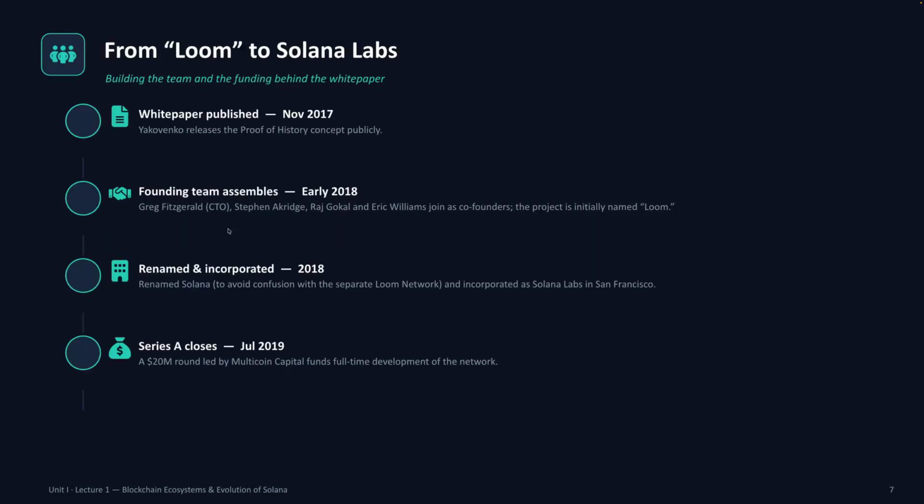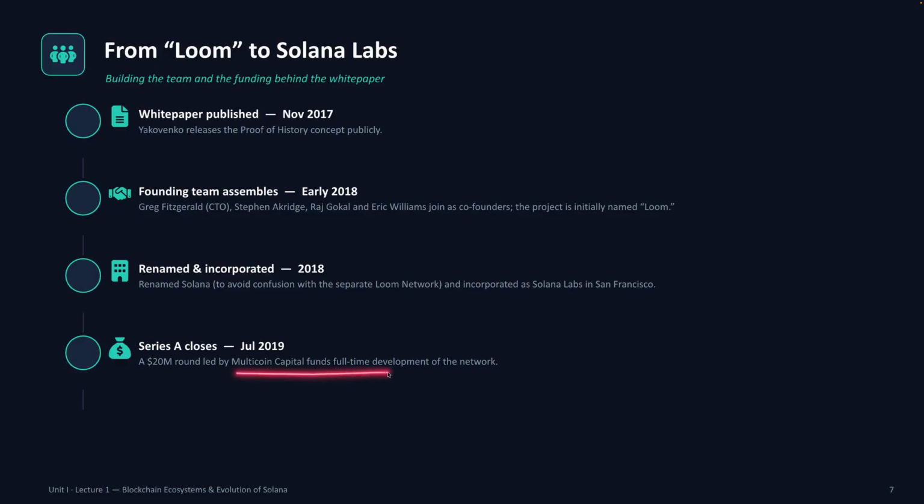From Loom to Solana Labs, building the team and the funding behind the white paper. November 2017, the white paper got published. Early 2018, the founding team was assembled. In 2018, it was renamed and incorporated as Solana to avoid confusion with the separate Loom network. In July 2019, the Series A closes with a $20 million round led by Multicoin Capital, funding full-time development of the network.